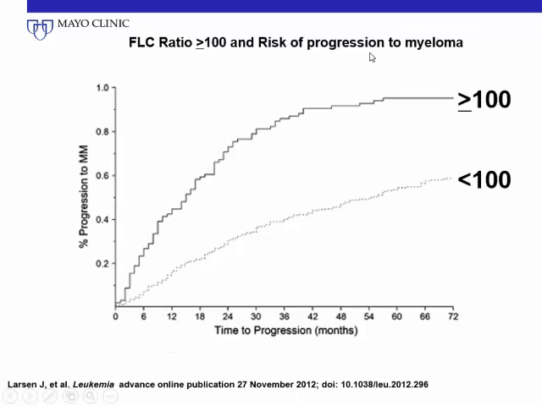The second one is the free light chain ratio. The normal free light chain ratio, if you take involved over uninvolved, is less than 2. It's 1.65 or so. If you have a free light chain ratio of more than 8, the risk of progression to myeloma in a smoldering patient goes from 10% per year to 25% per year. But what if the ratio is more than 100? Then the risk of progression goes to 40% per year.